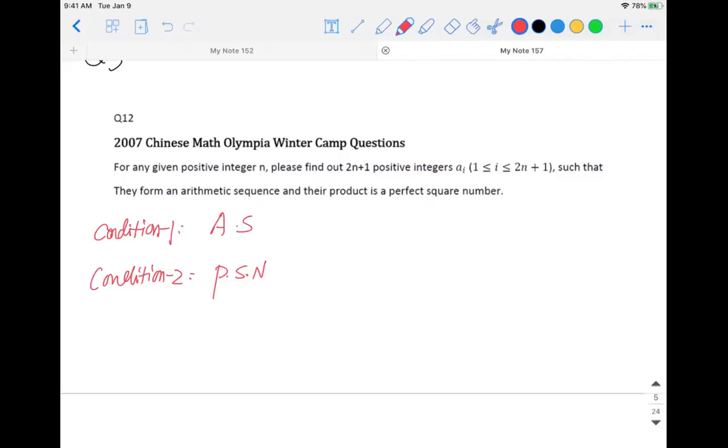So let me give you some hint, maybe. If I want you to create a sequence whose product is a perfect square number, okay? If I wanted to create a sequence and their product is a perfect square number, is there anything you want to think about? Is there anything that looks a little bit magic?